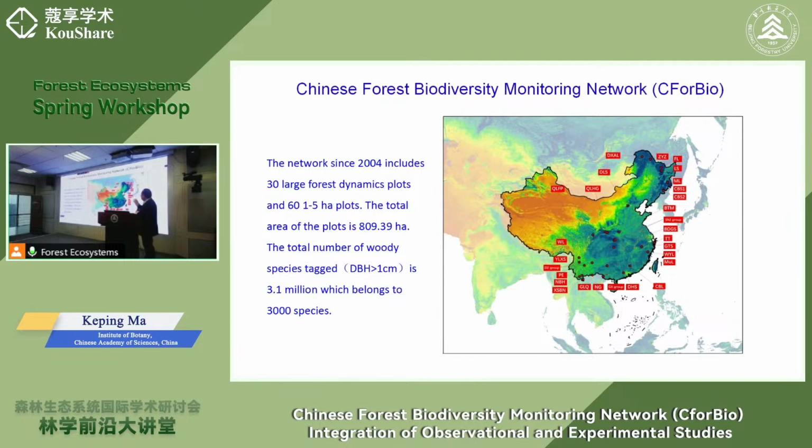And as for CForBio, we have this map to show the structure or distribution of the forest dynamic plots in China. Totally, at the moment, we have 30 forest dynamic plots, and we also have 61 1 to 5 hectare plots. 30 forest dynamic plots refers to large permanent plots. Here, large refers to the size of a plot being around 20 hectares. From that slide, you can see the total area of the plots is about 800 hectares. The total number of woody stems tagged and mapped with DBH more than 1 centimeter is 3.1 million, which belongs to 3,000 woody species in China. This is a general description.